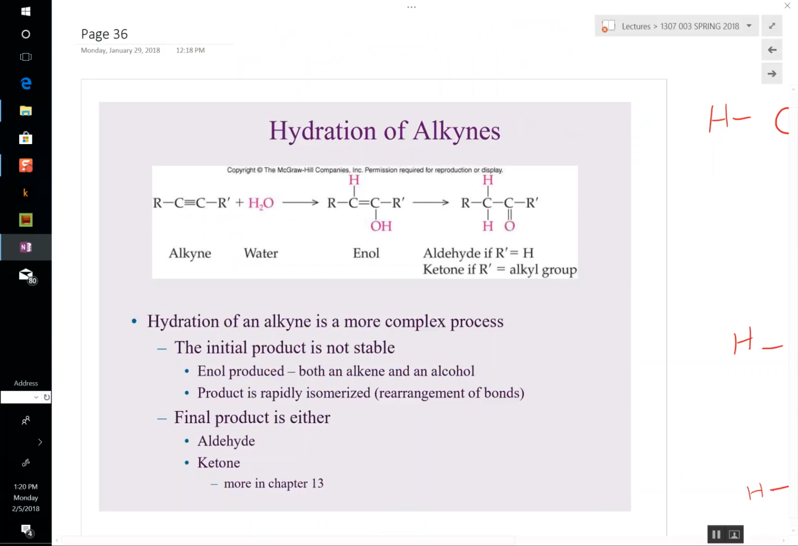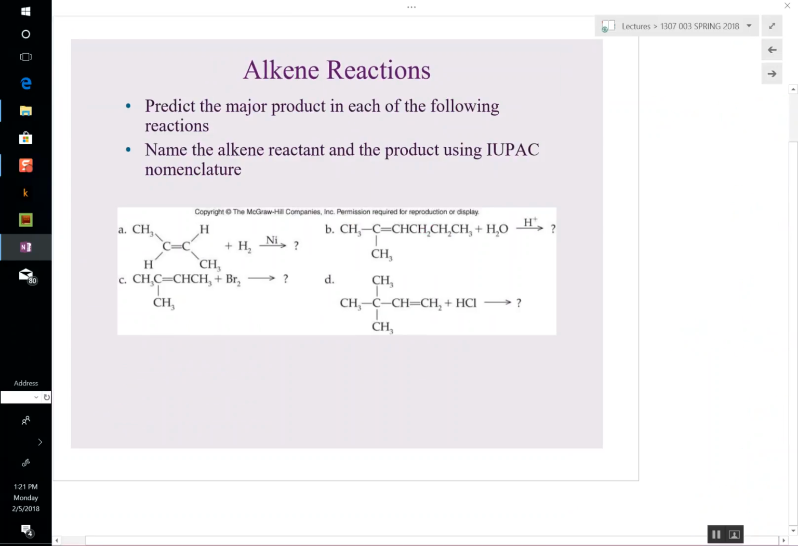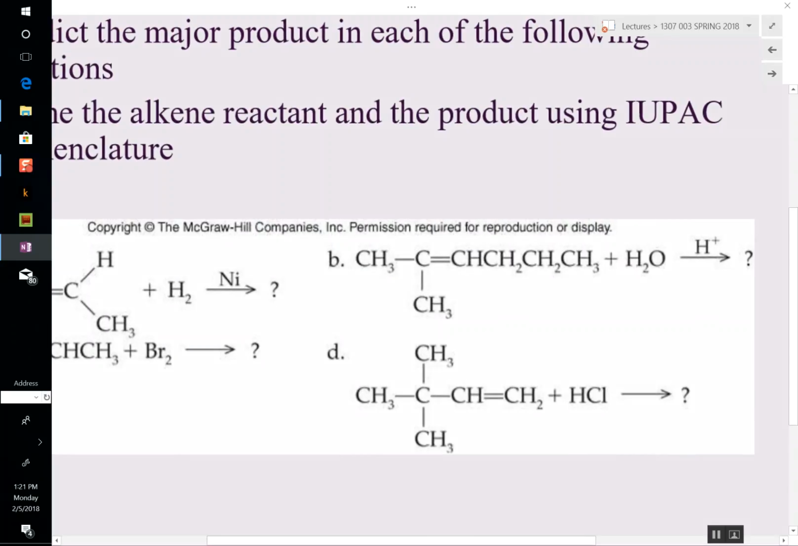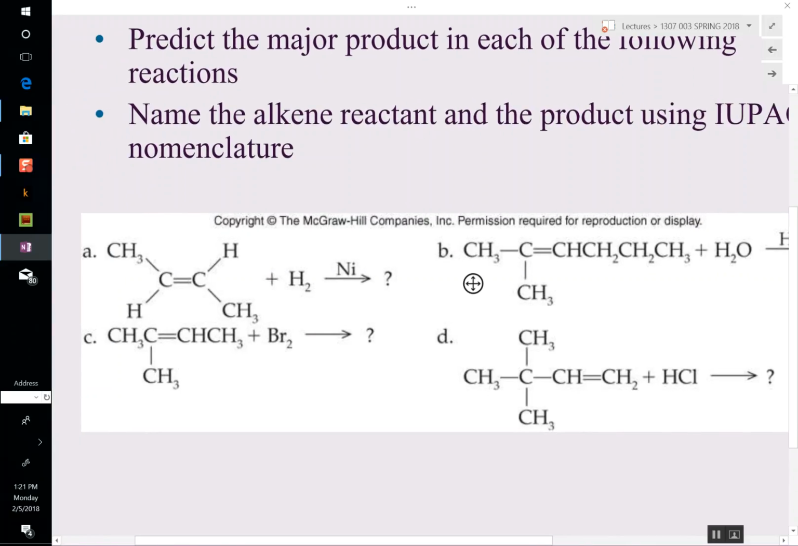And then this slide over here is just talking about water reacting with an alkyne, and you get an enol: ene for the double bond, ol for alcohol. Don't worry too much about that. Okay, let's take a look at these 4. Predict the major product in each of the following reactions.